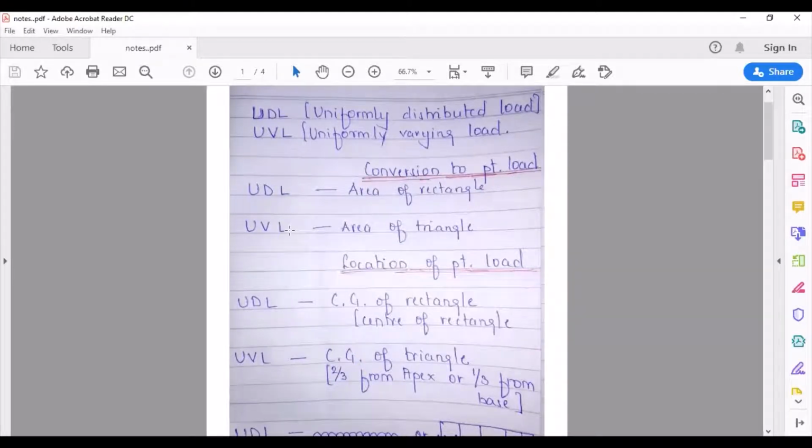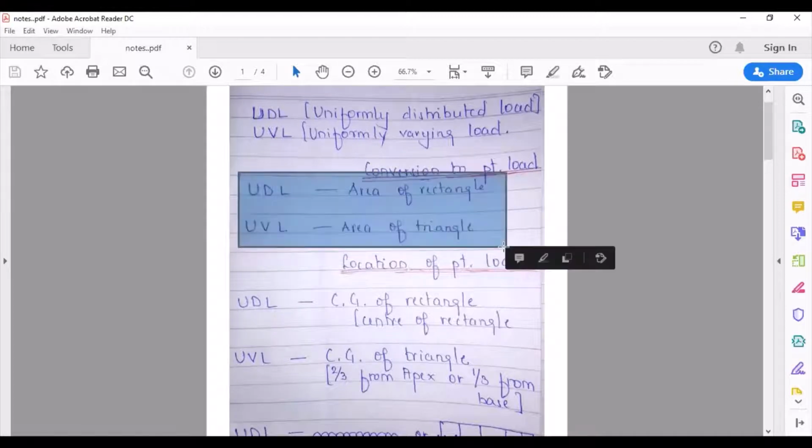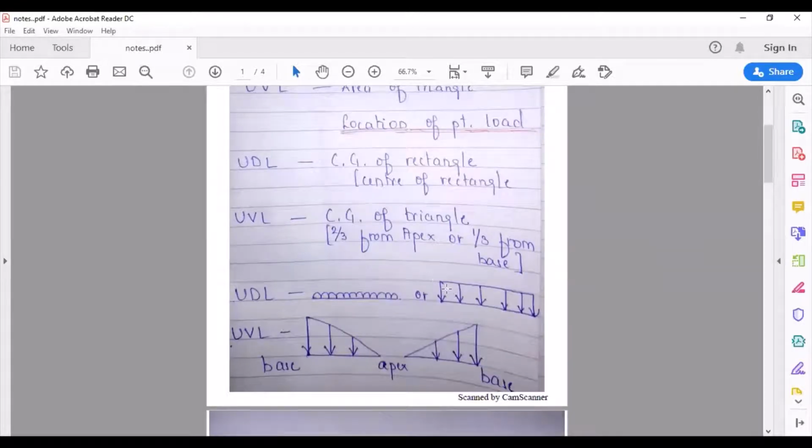The reason for conversion being the area of a rectangle and triangle is because we denote these loads in the form of a rectangle and a triangle. The UDL is denoted either in the form of road humps, or in the form of a rectangle. Whereas UVL, we denote it in the form of a triangle, either this type or this type. In the first type, it gradually decreases and becomes 0, whereas in the second, it gradually increases and reaches the maximum.